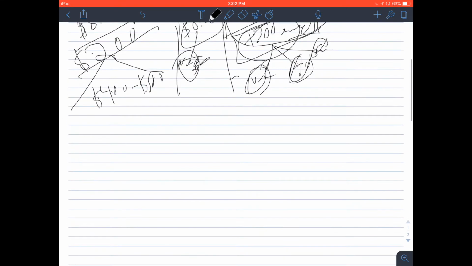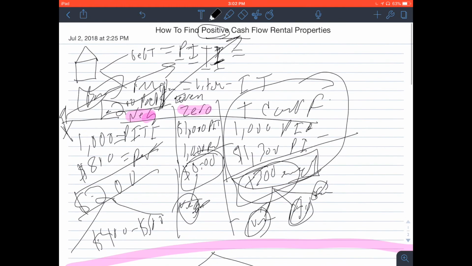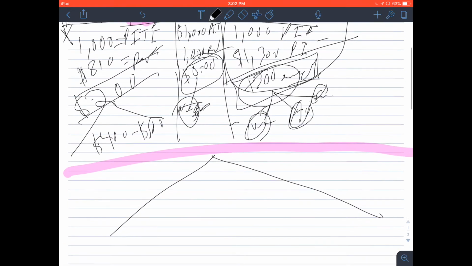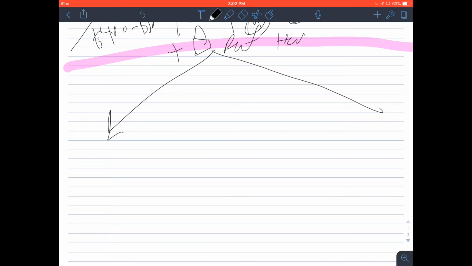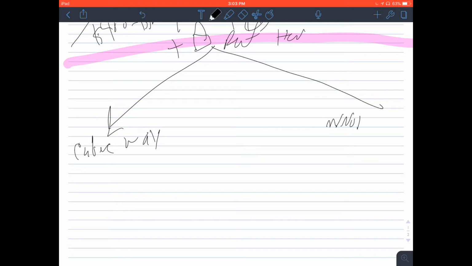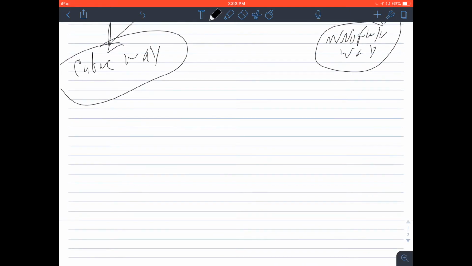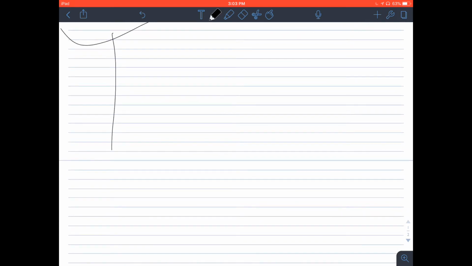Now what I want to do is talk about the two ways to get positive cash flow rental properties. So if you want to get positive rental houses, there's two ways to do it. There's what I call the cubicle way, and I'm going to illustrate it, and then there's also what I call the Mr. No Fluff way. Okay. Now I'm going to explain how they both work. The cubicle way works like this.